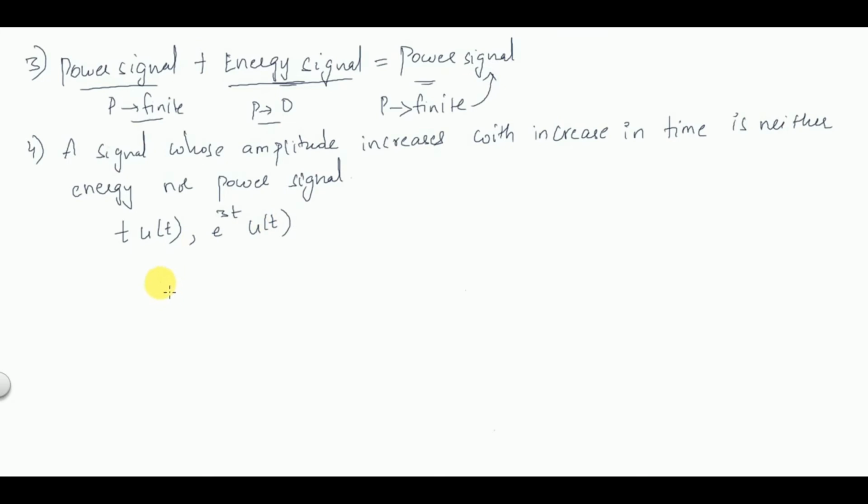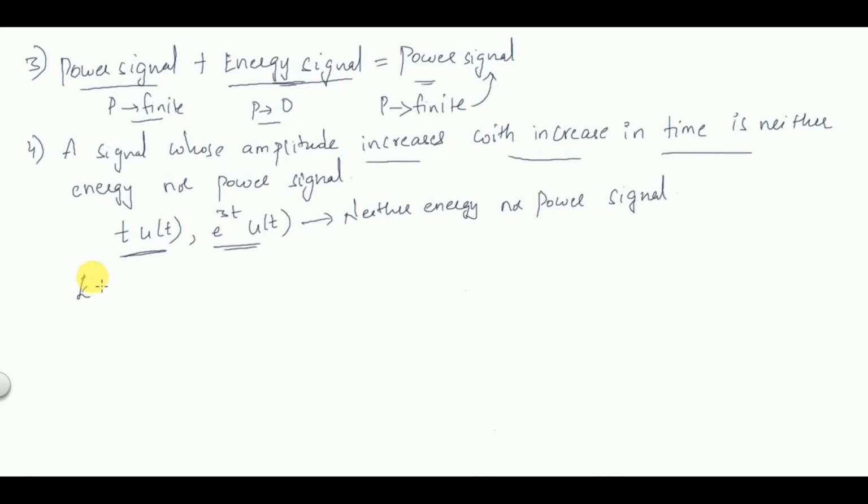So e power 3t into u(t), all these signals are neither energy nor power signals. So that is why it is neither energy nor power signal. If you find the values, you will get different results. Just remember this point: if amplitude increases with increase in time, it is neither an energy nor a power signal.